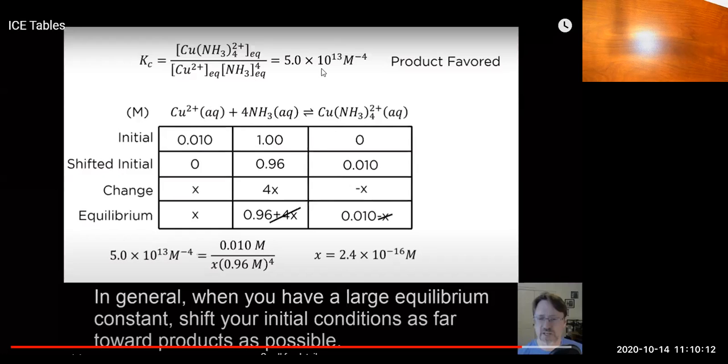So if you've got something that's 10 to the large positive number, shift everything to the product side. If you've got 10 to the very large negative number, then shift everything to the reactant side, and you start from there. If you've got an equilibrium constant of 100, that's neither one, and so you're not going to be able to make an assumption that it's all one way or all the other, and whatever the resulting equation is, you're going to have to solve in its full glory, unfortunately.